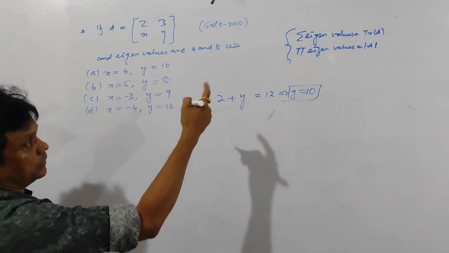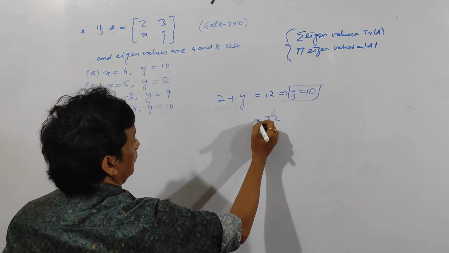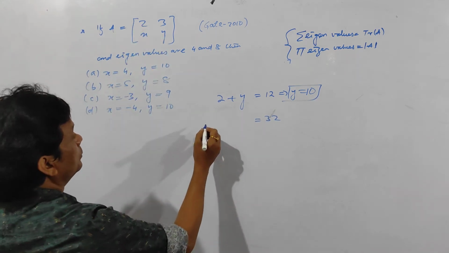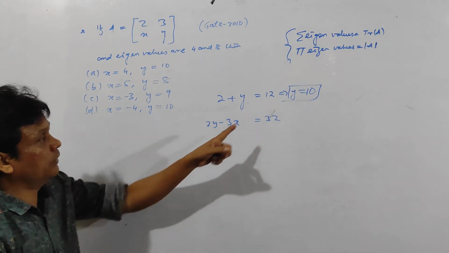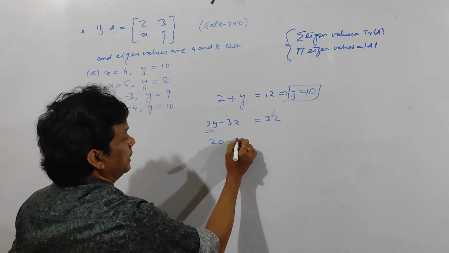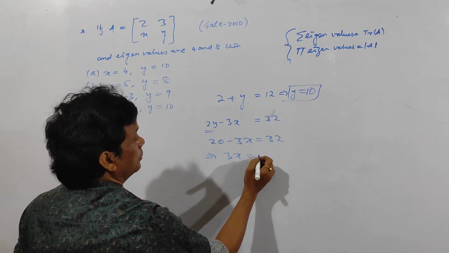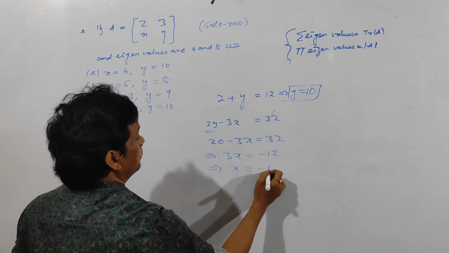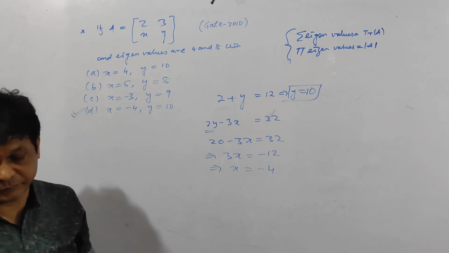Then the product of the eigenvalues, the product of these two, 32, is equal to the determinant of A. What is the determinant of this one? It is 2y minus 3x. Here the value of y is 10, so put 10. That means 20 minus 3x is equal to 32. So it implies 3x is equal to 20 minus 32, which is minus 12. So x is equal to minus 4. So x is minus 4, y is equal to 10.